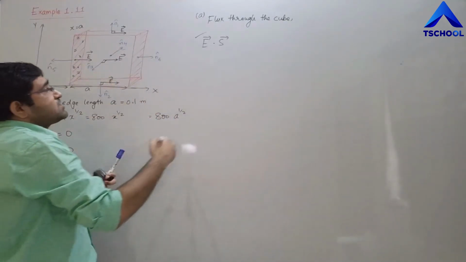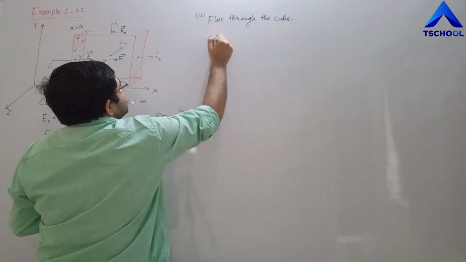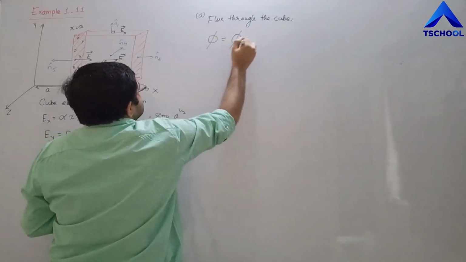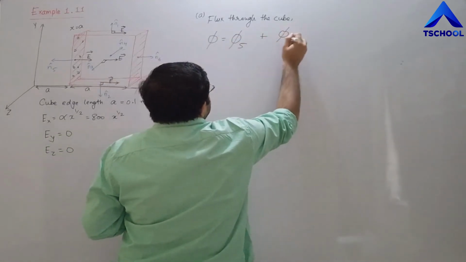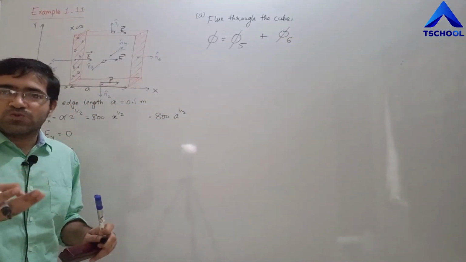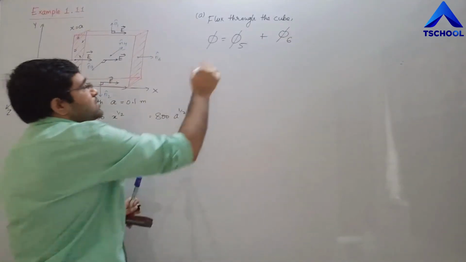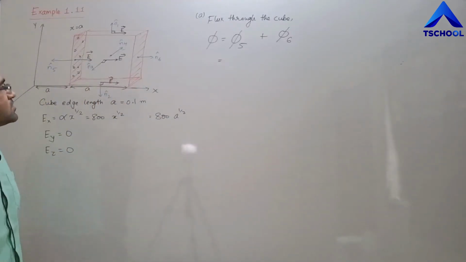So what I am going to write is for flux through the cube, I can write that phi is equal to flux through surface number 5, add to that the flux through surface number 6. So we get the total flux. For 1, 2, 3 and 4, the flux is 0. So this is equal to, okay, flux through surface number 5.